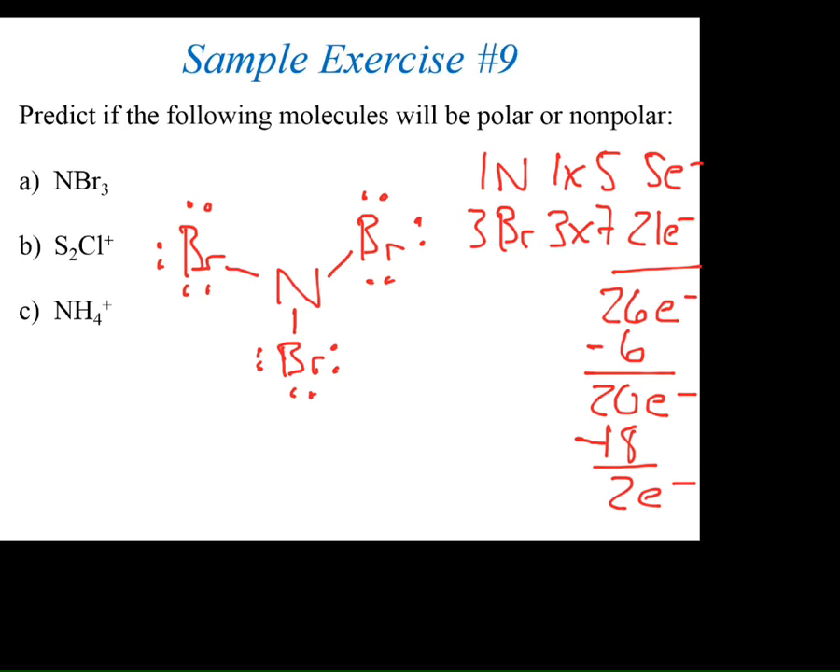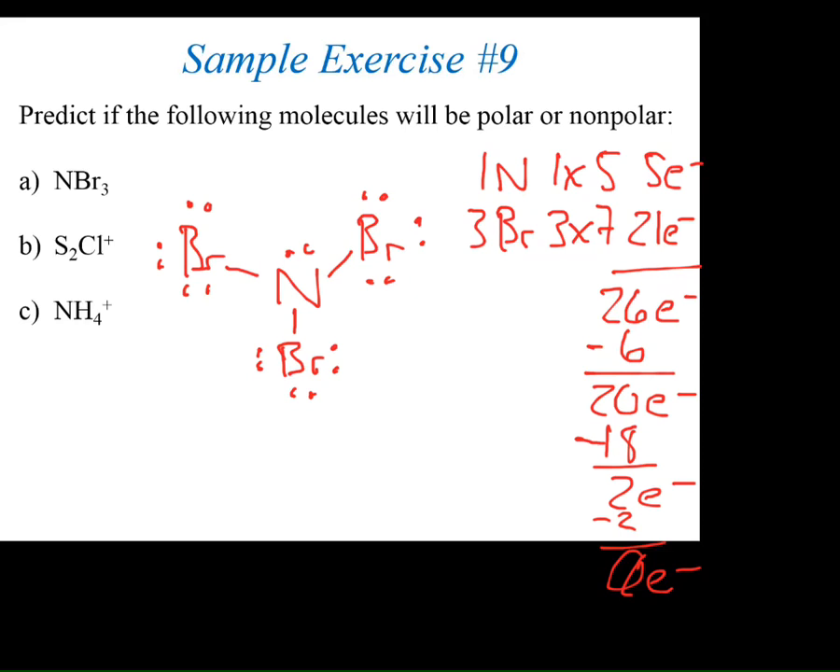Next rule said, if you still have any left, put them on the central atom. So I got 2 left, so I'm going to put those 2 on that center atom there. So now I subtract 2, and I used them all up. I got 0 left.